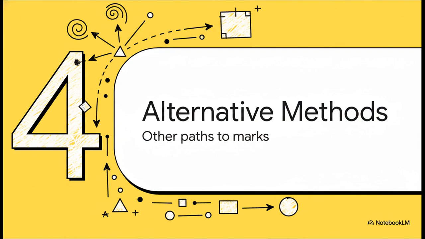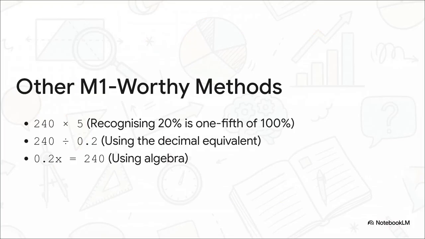But hang on. What if the unitary method isn't the first thing that pops into your head? No problem at all. In maths, there's often more than one path to the right answer, and the official mark schemes are designed to give you credit for any valid logic. An examiner will award that M1 method mark for any of these approaches. You might look at 20% and think, hey, that's just 1/5 of 100%. So you could just multiply 240 by 5. That'll get you the M1.